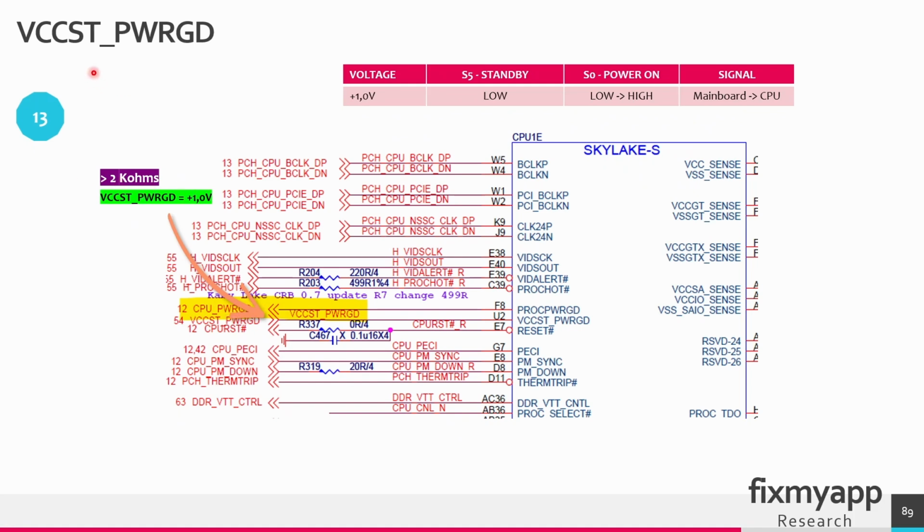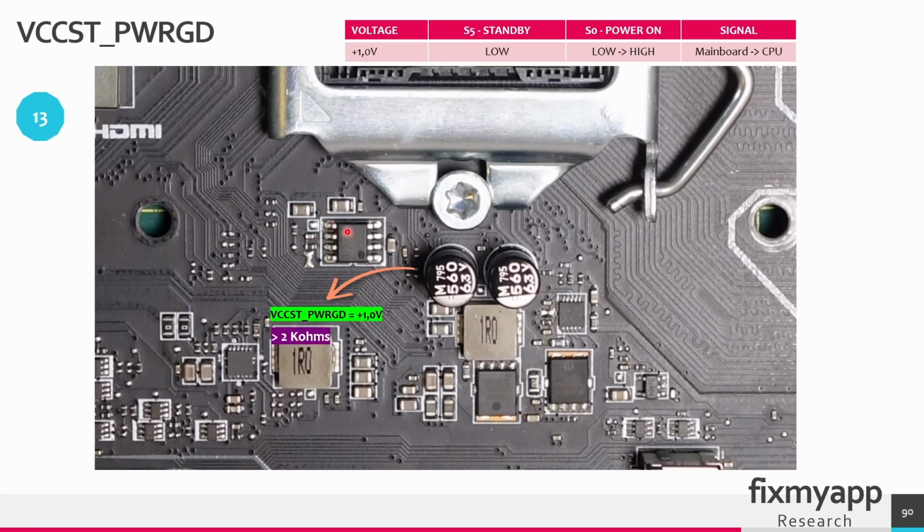The VCCST Power Good signal is 1 volt. In the standby mode, this signal is not present, and when you power on your motherboard, the signal will go from 0 volts to 1 volt. The signal is created on the main board and it will go to the CPU. Near this voltage regulator, this power good signal will be created, the VCCST Power Good of 1 volt, and that will go to the CPU.